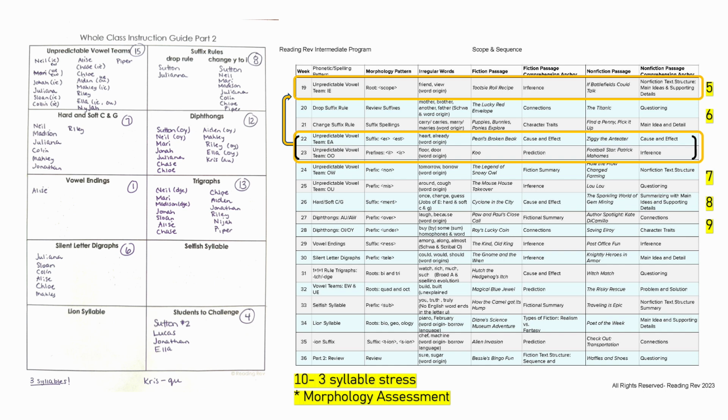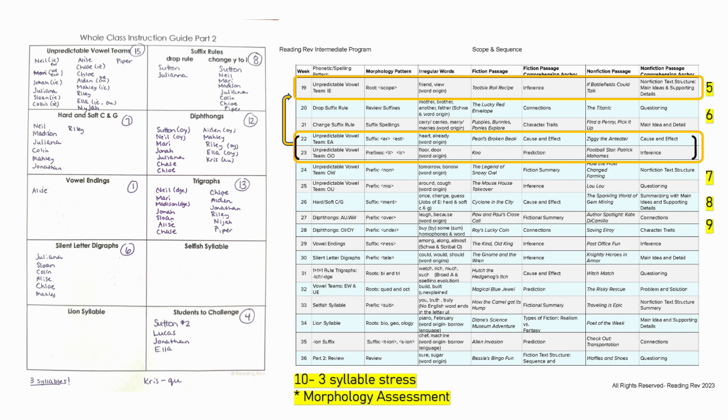I'm going to break those up and do a couple per week instead of 1 week at a time because I don't think that they all missed all of them. I think they just need a refresher. So I'm going to do that for week 5. I'm going to review IE, EA, and possibly OO, depending on how they do.